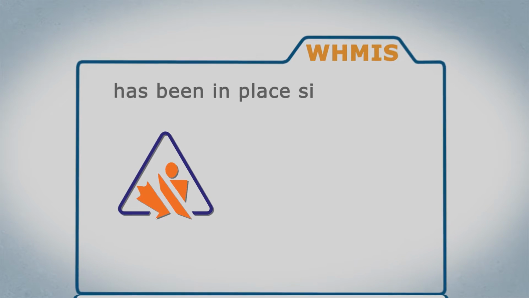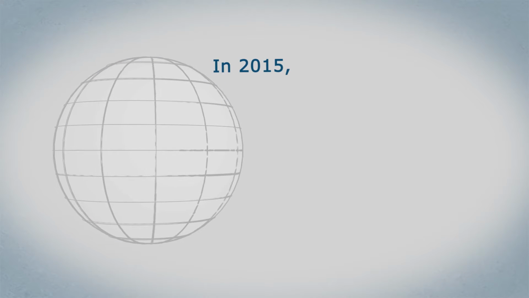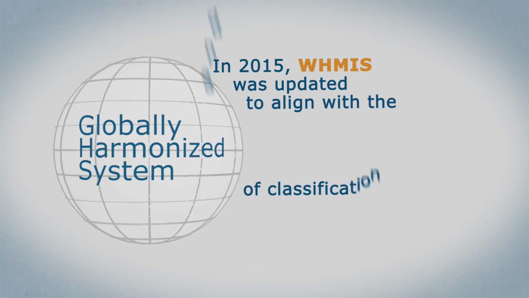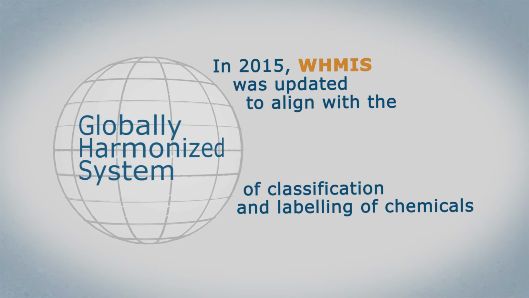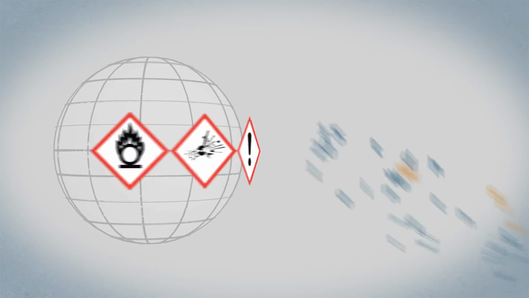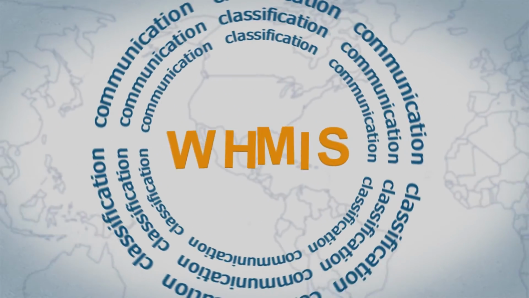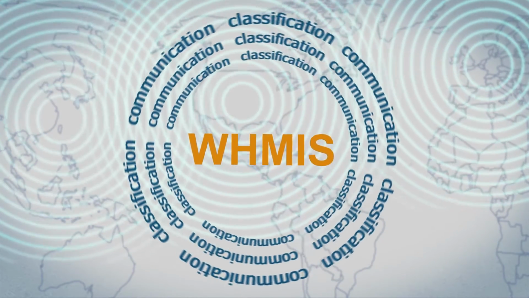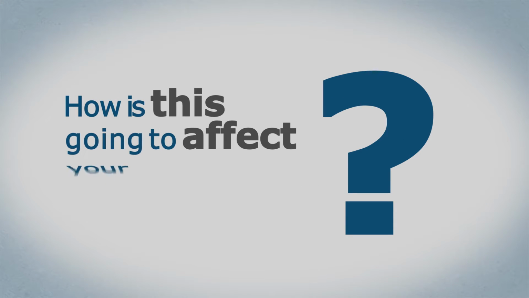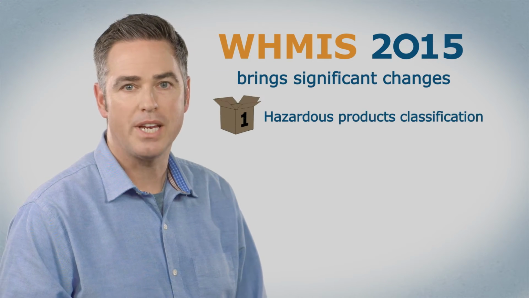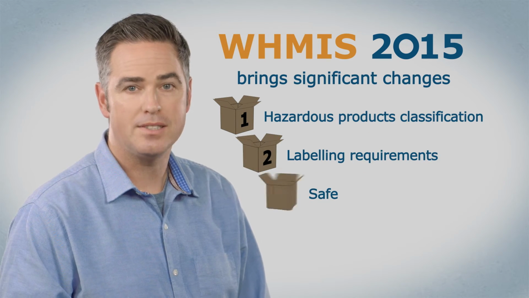WHMIS has been in place since 1988. In 2015, WHMIS was updated to align with the globally harmonized system of classification and labeling of chemicals, or GHS. This means that the requirements of WHMIS are now in line with those of the United States and Canada's other trading partners. So, how is this going to affect your existing WHMIS program? WHMIS 2015 brings significant changes to hazardous product classification, labeling requirements, and safety data sheets.